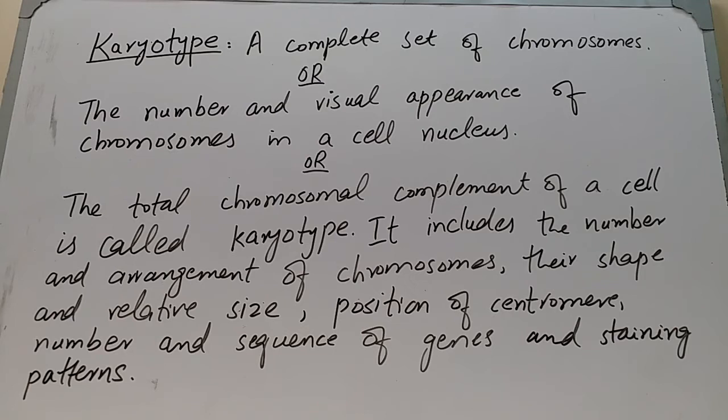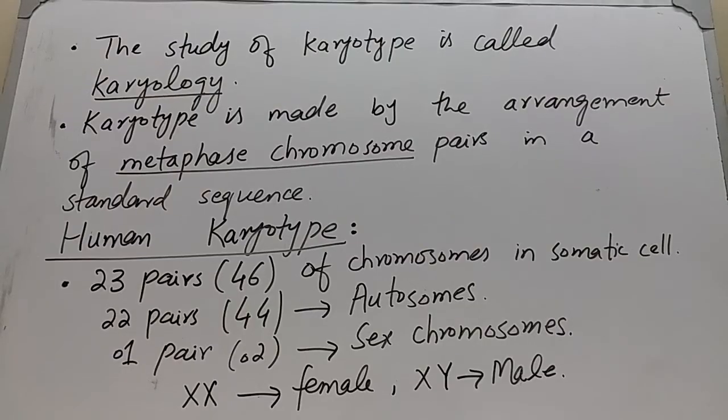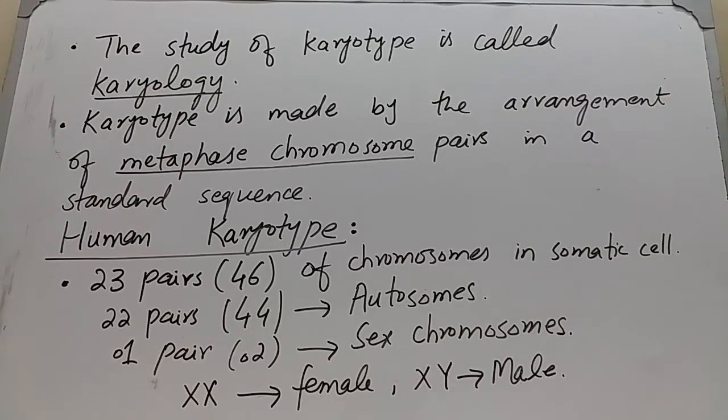So all these things are included in the chromosomal complement, and to know about each and everything of chromosomes and make a profile, this is called the karyotype. So karyotype includes the number and arrangement of chromosomes, their shape and relative size, the position of centromere, number and sequence of genes, and the staining patterns. The study of karyotype is known as karyology.